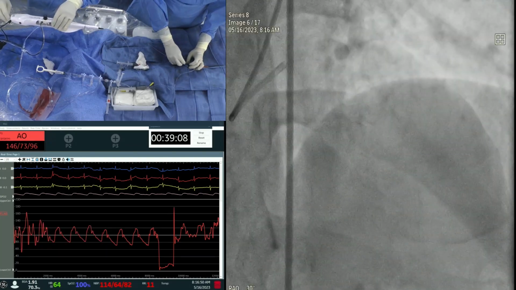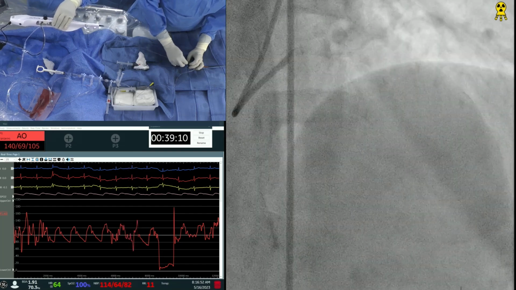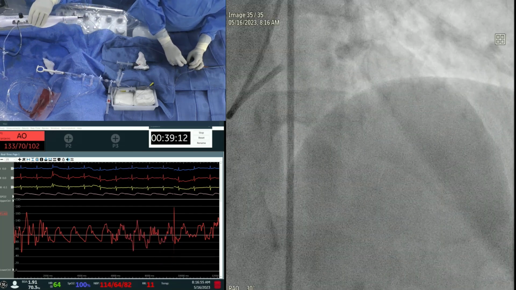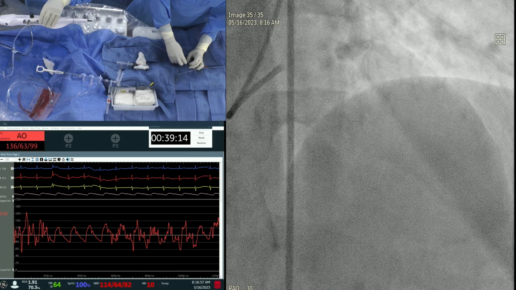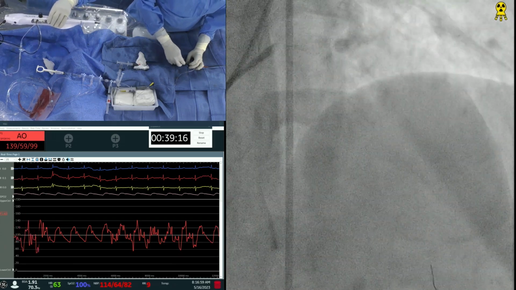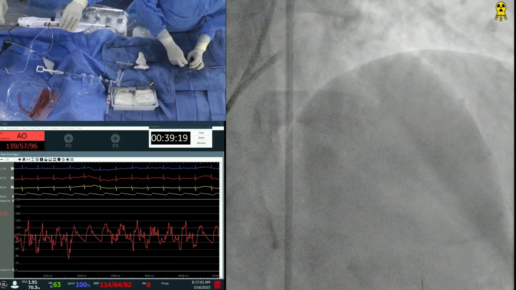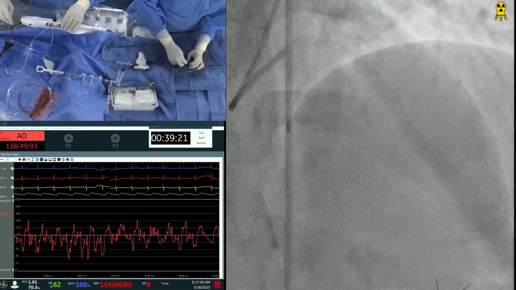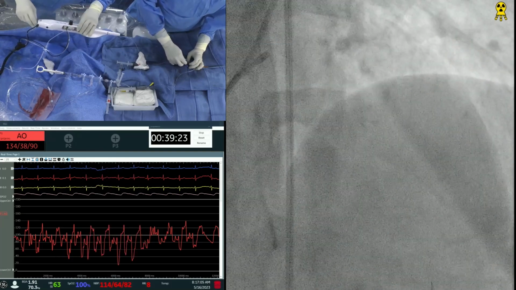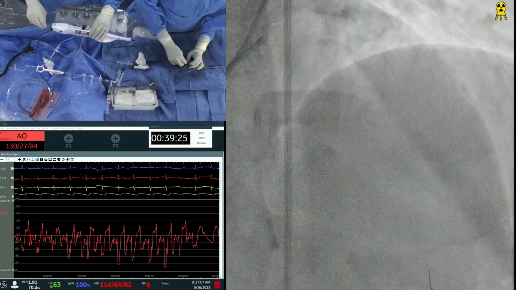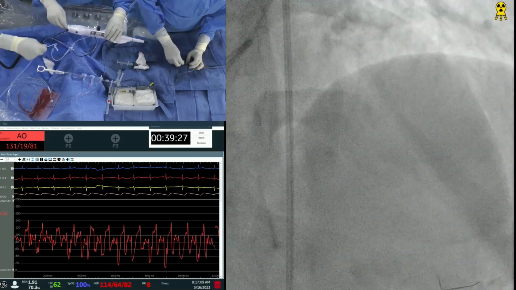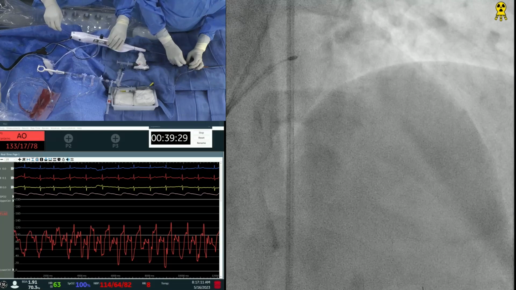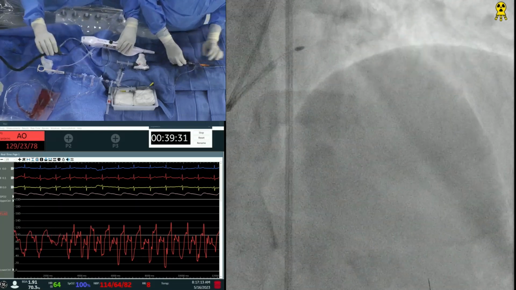You see that calcium clearly outlines the vessels. Yeah, wiring of the diagonal will be a challenge, and the same with the rotational atherectomy, we expect there is a very tight lesion. Hopefully it will not close, and that's what has been our data in the past.